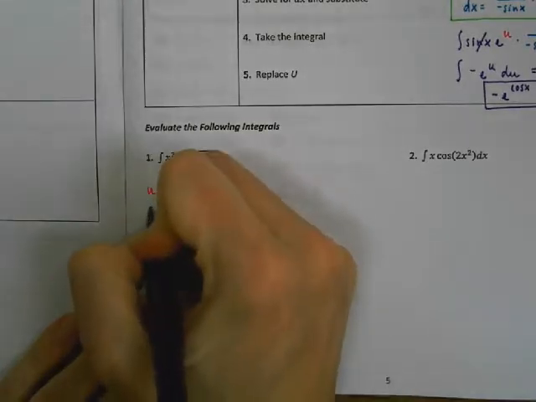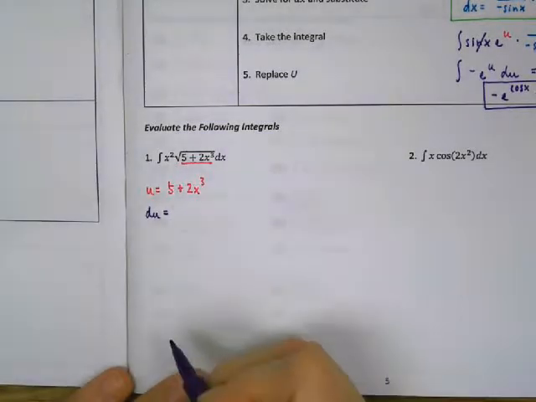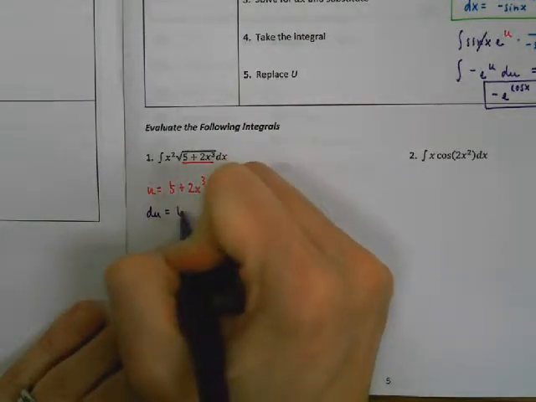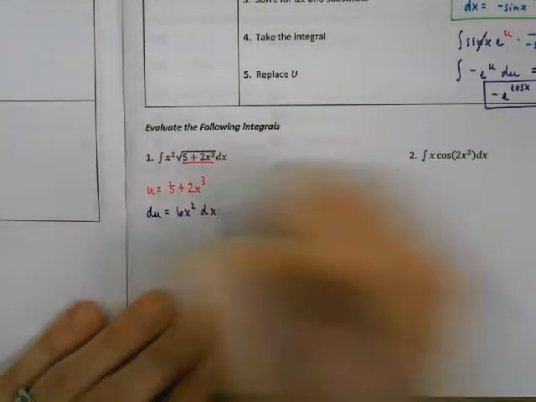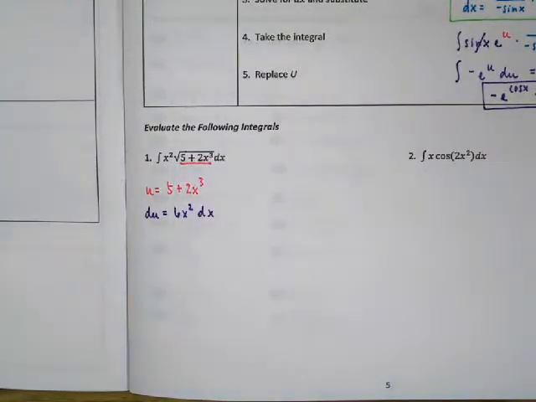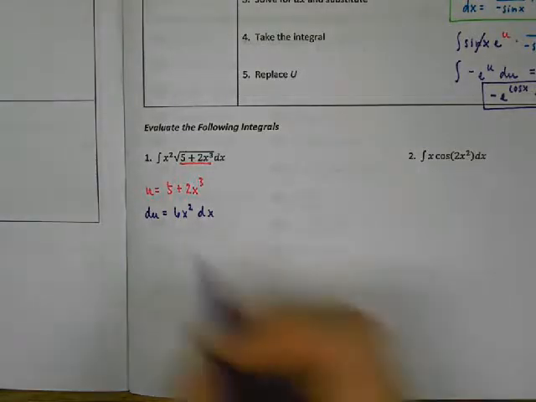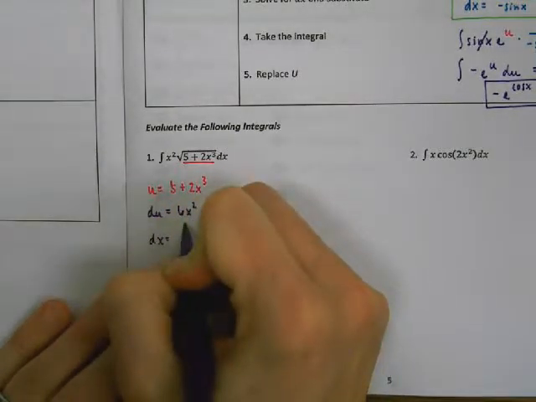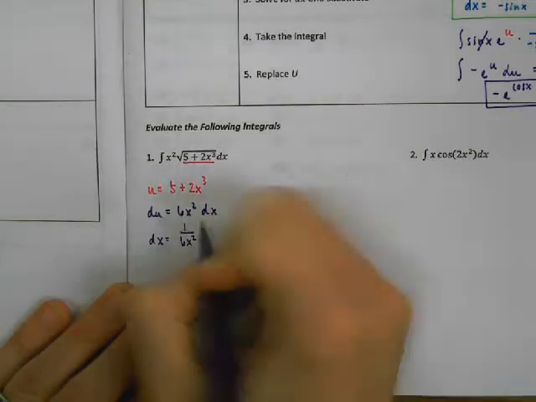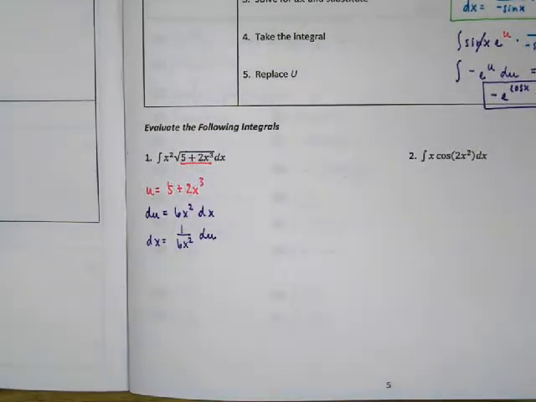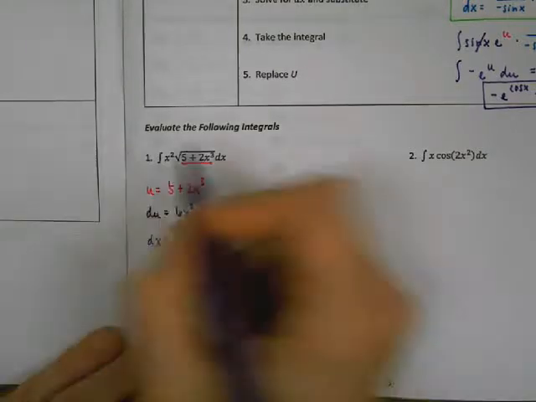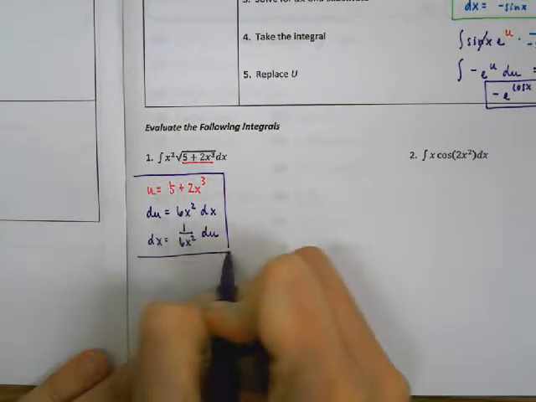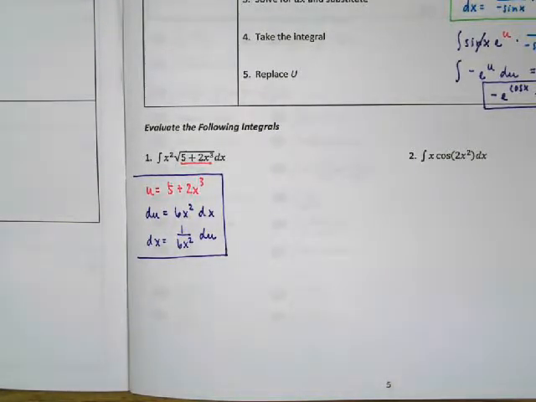My next thing is to calculate du. So I'm just taking the derivative with respect to x. My first term is a constant. That's going to be 0. My derivative is going to be 6x squared dx. Now for the next step, I want to isolate dx. So I know that dx is going to be 1 over 6x squared times du. So now we're ready to take this information that we have here and substitute it into our integral.